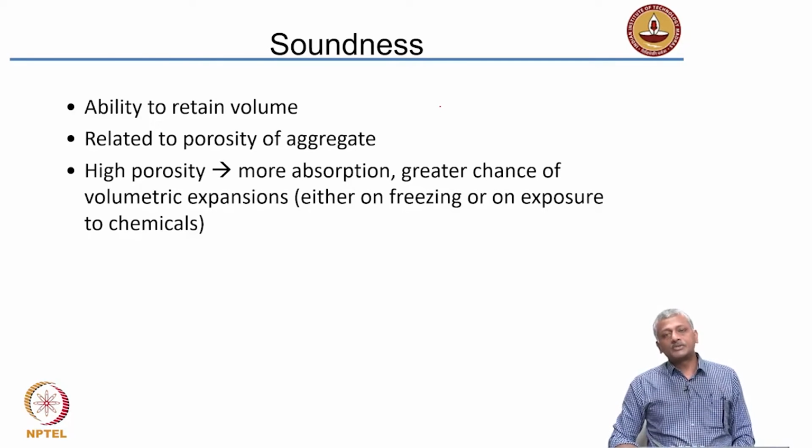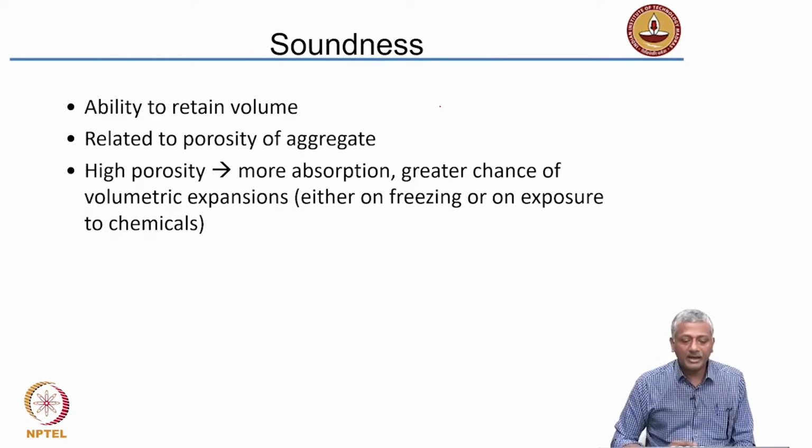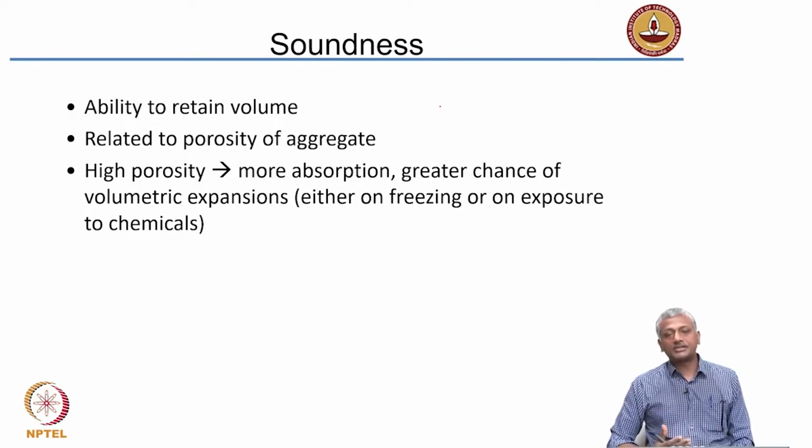Soundness is tested by using a magnesium sulfate solution. You dip your aggregate into it and dry it, and dip it and dry it for several cycles. What happens as a result is that in the porosity of the aggregates, you start forming crystals of magnesium sulfate inside, which causes damage to the aggregate. Okay, higher porosity, you will have a greater chance of volumetric expansion. So, you need to restrict aggregate which has poor soundness.